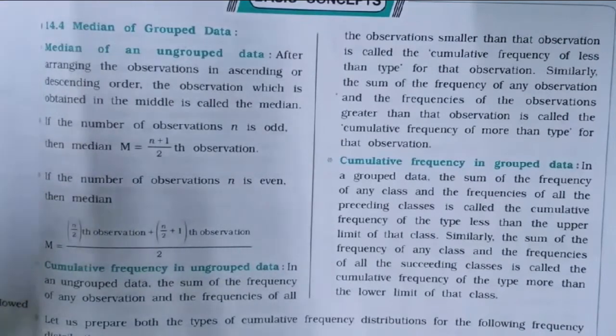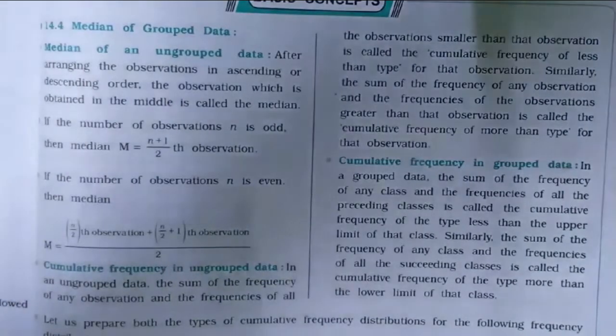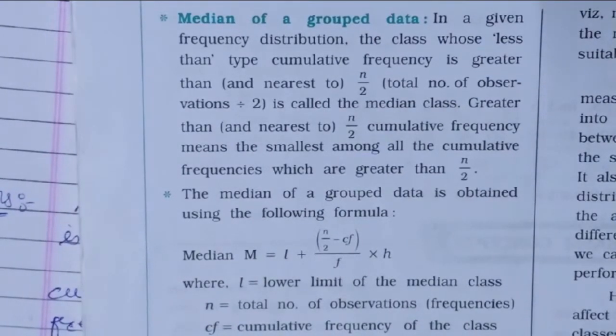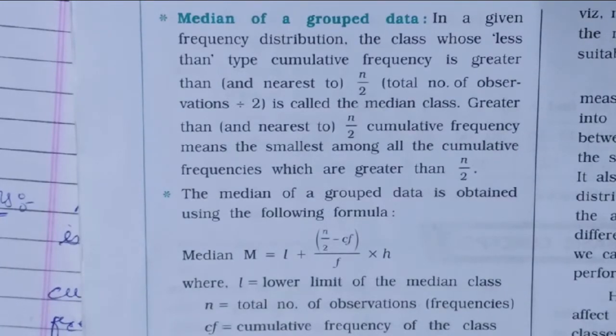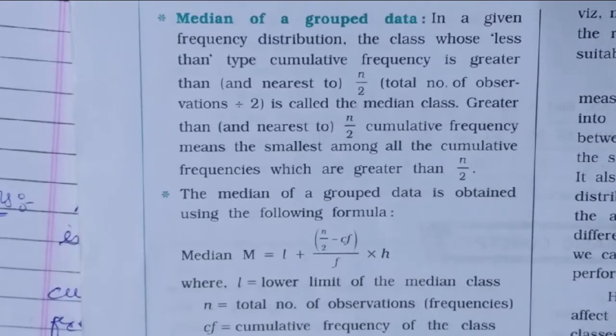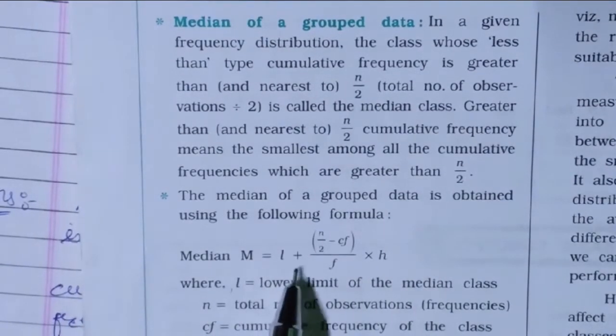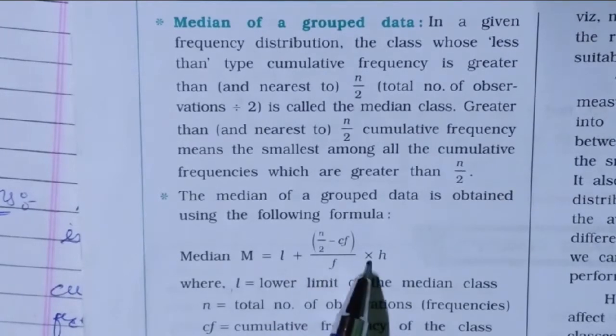Now we will understand the median of grouped data. In the given frequency distribution, the class whose less than type cumulative frequency is greater than and nearest to n by 2 is called the median class. Greater than n by 2 means the smallest among all cumulative frequencies which are greater than n by 2. At that time we use the formula: median M is equal to L plus (n by 2 minus Cf) divided by f, into h.